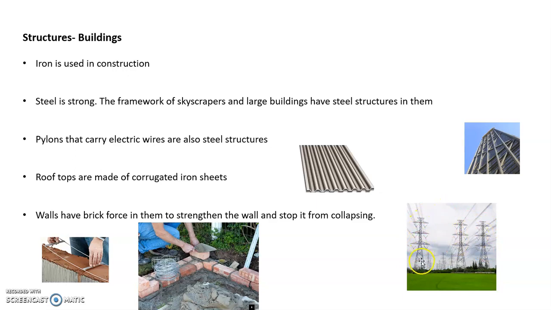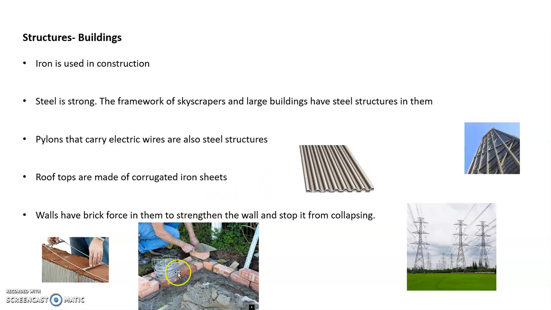So we use iron and steel to make these items. Okay. Then the rooftops are made of corrugated iron sheets. We've spoken about that, and that is metal. Even in your wall, you've got some kind of metal.